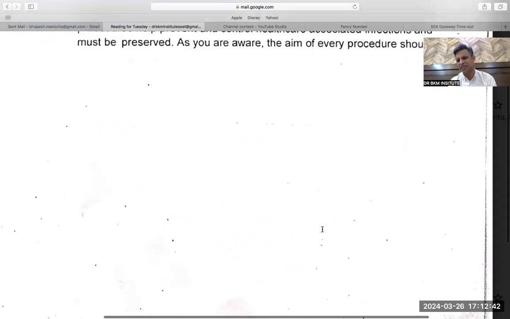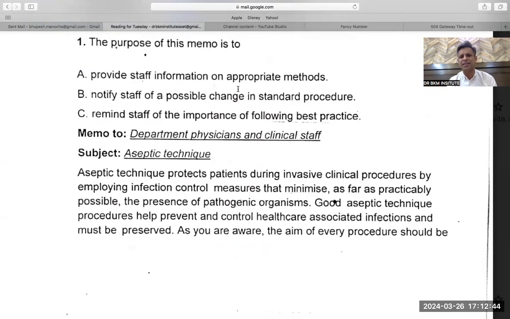So now it's a weird topic. Provide staff information about appropriate methods. It can be, but again I'm confused whether to choose this or not, because I don't know what the appropriate methods are. That is the only problem I am facing, that I haven't got any appropriate method. Okay. Notify the staff of a possible change. I cannot see any change. This is the word I would love to eliminate.